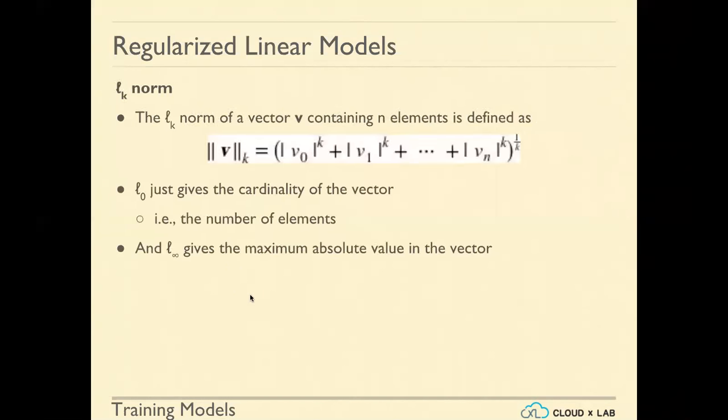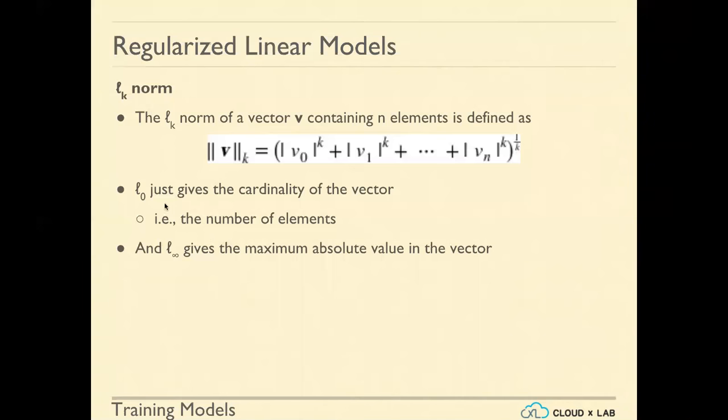Okay, the LK norm is a generalization of the two. In the case of LK, we compute the absolute value of each error, raise it to the power of k, sum it up, and then raise the whole sum to the power of 1 by k. So this is the LK norm. It's basically a generalization. We do not use it much. We either use the absolute or the root mean square error.